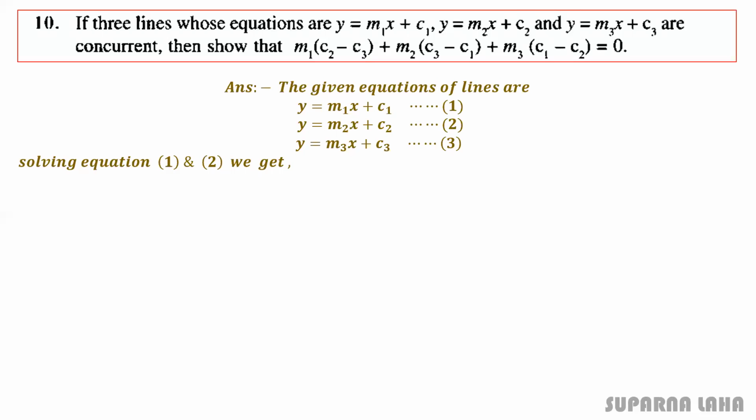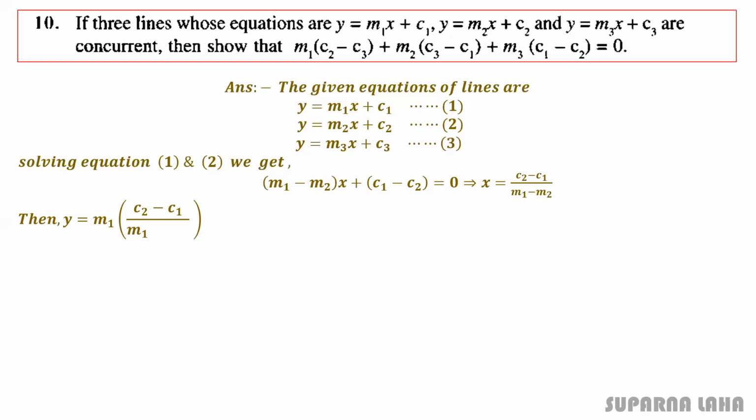So here I'm subtracting 1 minus 2. So you will find m1 minus m2 into x plus c1 minus c2 equals 0. So x is c2 minus c1 by m1 minus m2. Now put the value of x into either equation 1 or 2, and you can easily find the value of y. Here I'm putting the value of x into equation 1. So the value of y equals m1 c2 minus c1 m2 by m1 minus m2.